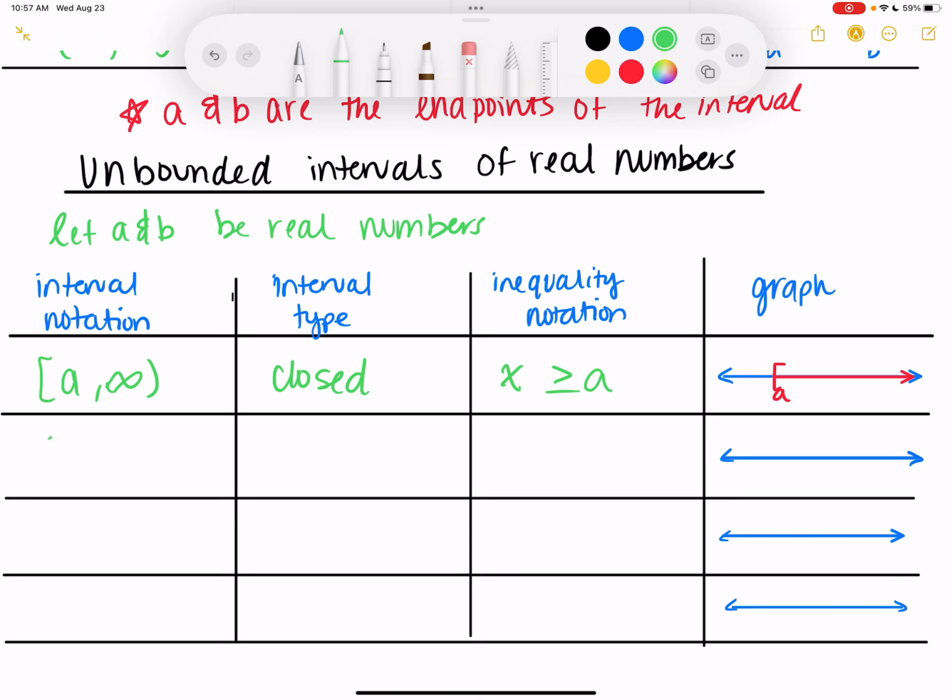If we had the open interval from a to infinity, that would be considered open because of that parentheses there. And this would just be that x is greater than a. So the difference in this graph is it's a parentheses going all the way.